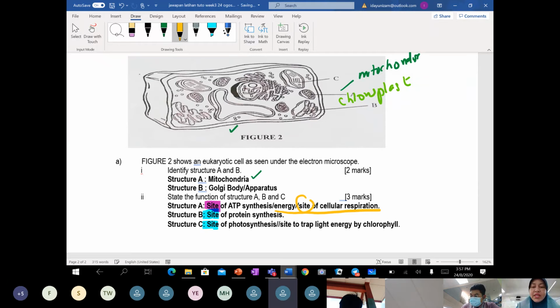B, what is B? B is a Golgi apparatus, right? Golgi apparatus, Golgi body. So Golgi body, as you all know, is a site for protein synthesis. Synthesis of protein. And then C is a chloroplast, so it is a site for photosynthesis, or a site for trapping light energy. You get me, class?